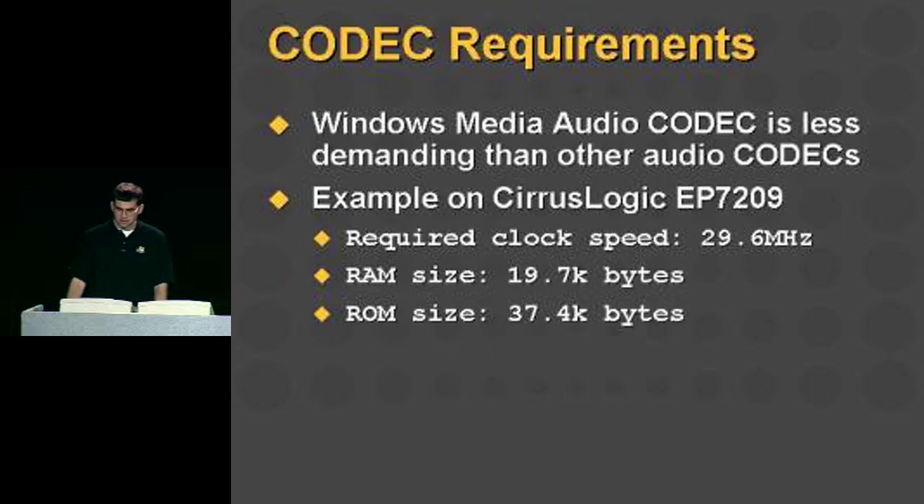So I want to just go through the statistics because, as I said, it's more efficient than other codecs. In particular, on this codec, we have some data right now. The clock speed, we use 29.6 megahertz. We use 19.7K of RAM on the chip, and this chip has 37.5K total. So we leave a lot of extra room there for other functions that the chip might need to do. So that number there has been very attractive, and we don't take a lot of ROM space.